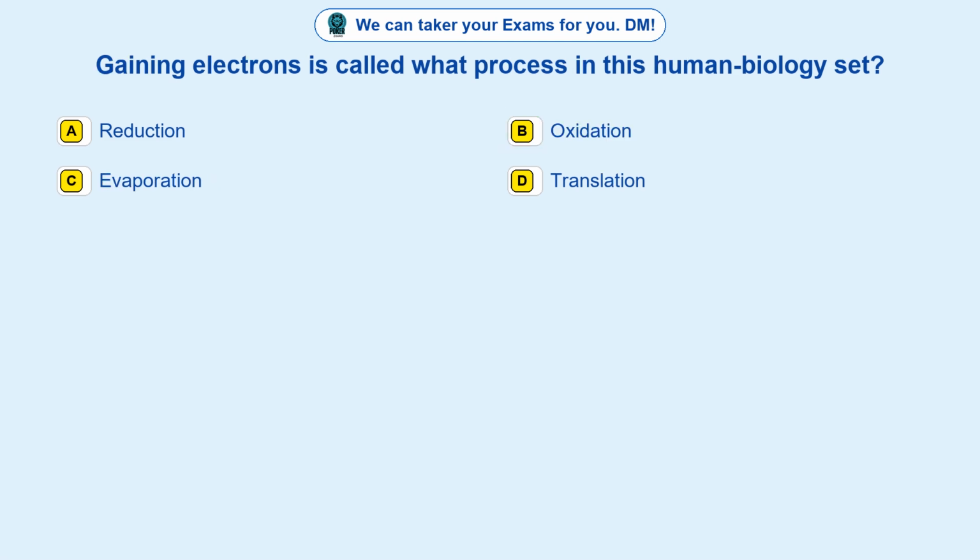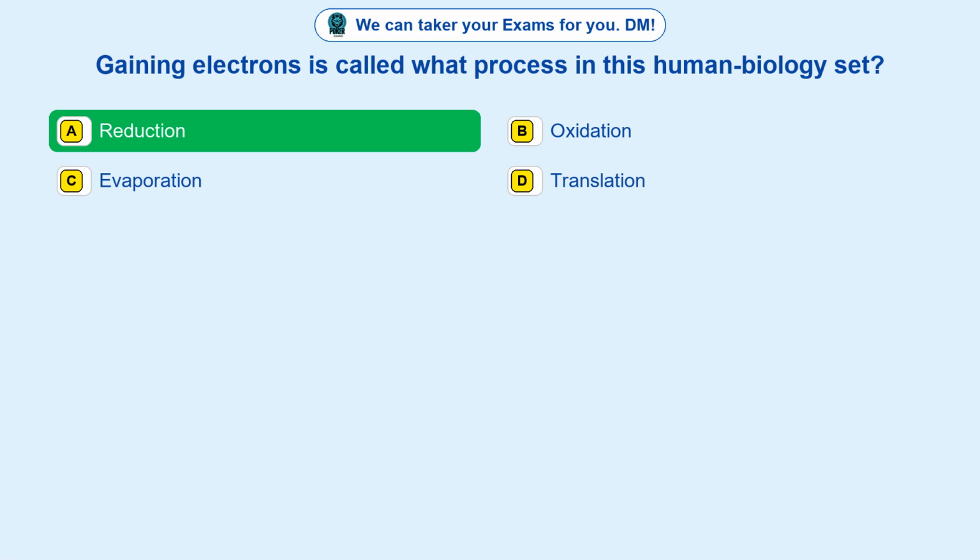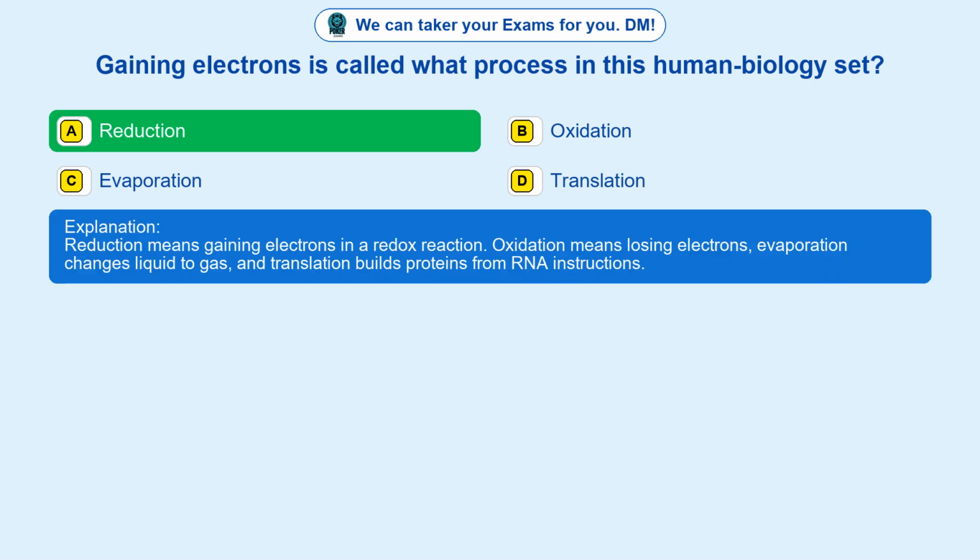Question 44. Gaining electrons is called what process in this human biology set? Option A, reduction. Option B, oxidation. Option C, evaporation. Option D, translation. The correct answer is option A, reduction. Reduction means gaining electrons in a redox reaction. Oxidation means losing electrons, evaporation changes liquid to gas, and translation builds proteins from RNA instructions.